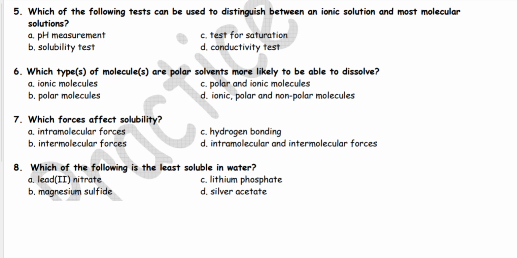Okay, so I'll tell you the answer. Ionic solutions will conduct electricity, molecular solutions will not. So the answer is conductivity test, because ionic solutions will conduct electricity and molecular solutions won't. So there you go. Now you know conductivity only occurs with ions in ionic solutions, not when you have molecular compounds dissolving. All right, let's keep going.